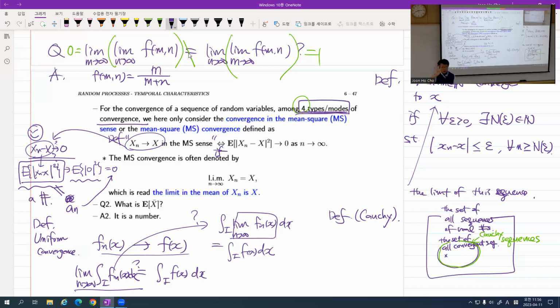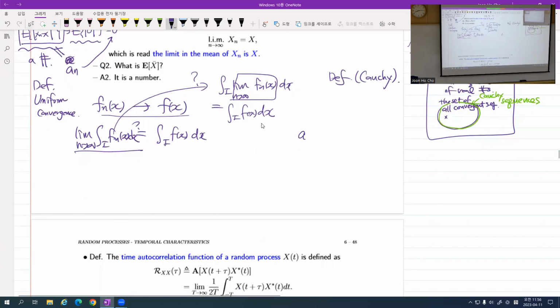I said there are four different definitions of convergence of real random variables. Fortunately, the four are not totally unrelated. They are related. Here, you have almost sure convergence, and here you have convergence in the pth mean. Here, p can be any real number greater than or equal to 1, so it includes the p equals 2 case, which is the mean square convergence. So here you have uncountably infinite convergence modes, actually, but we can just say in the pth mean.